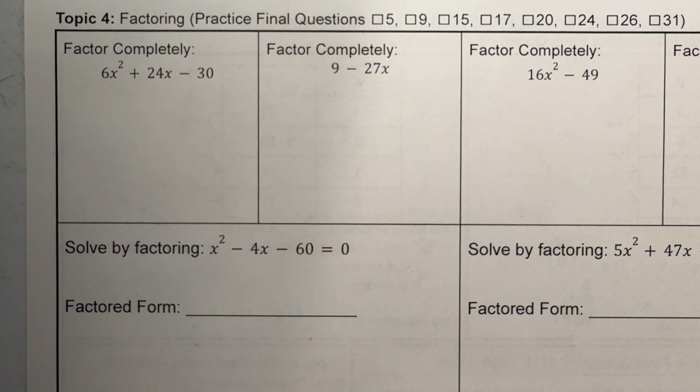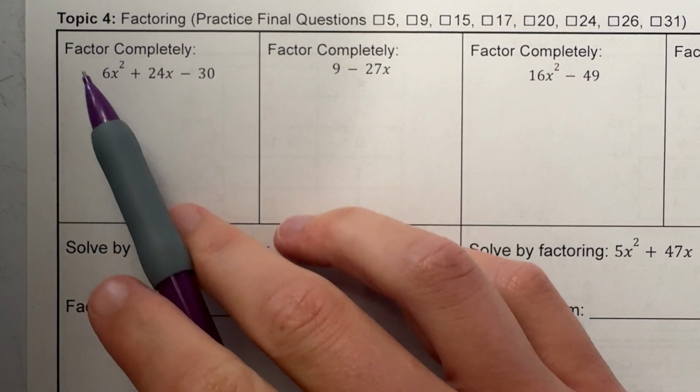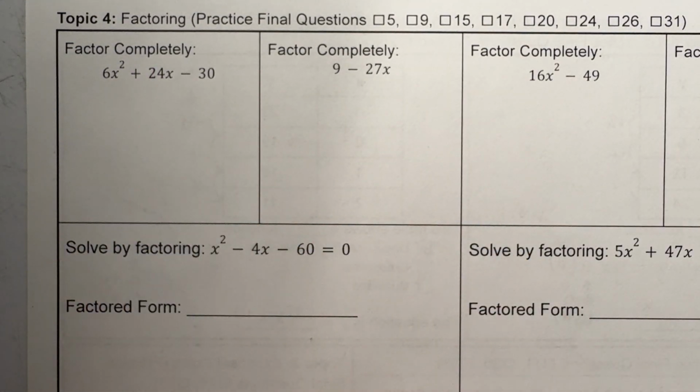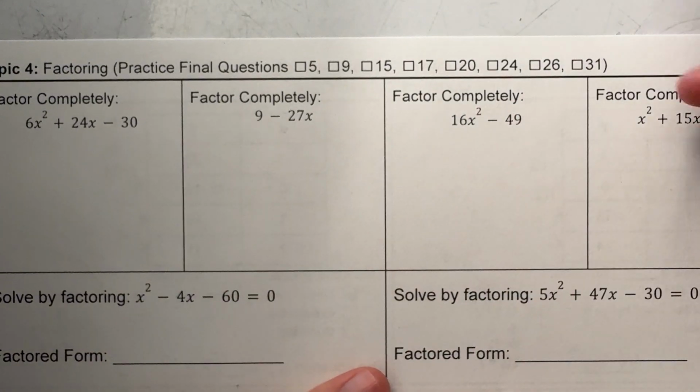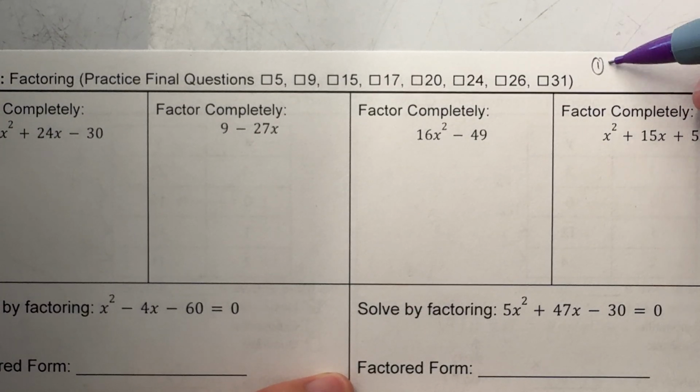Factoring is the most heavily tested topic on the final exam. So here we go. When a problem says factor completely, that means you need to factor until it cannot be factored anymore. So sometimes that means that you need to factor out a GCF first. Sometimes there's not a GCF, but you always need to check for a GCF first and then just keep factoring, right? Whether or not there is a GCF.